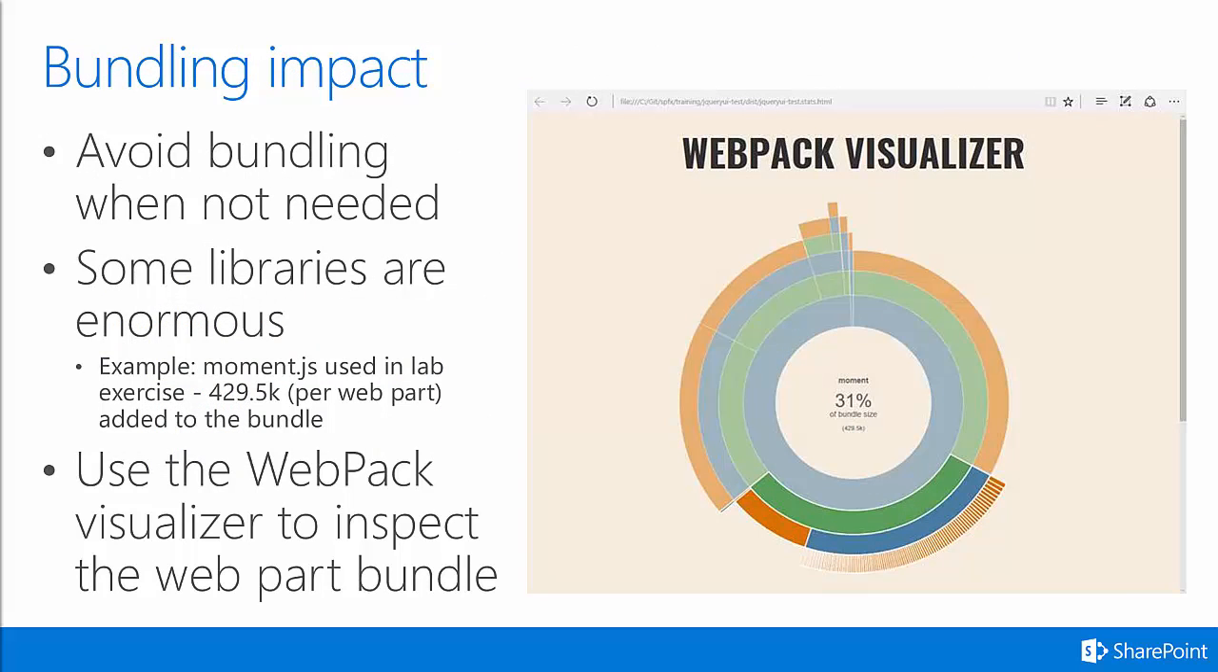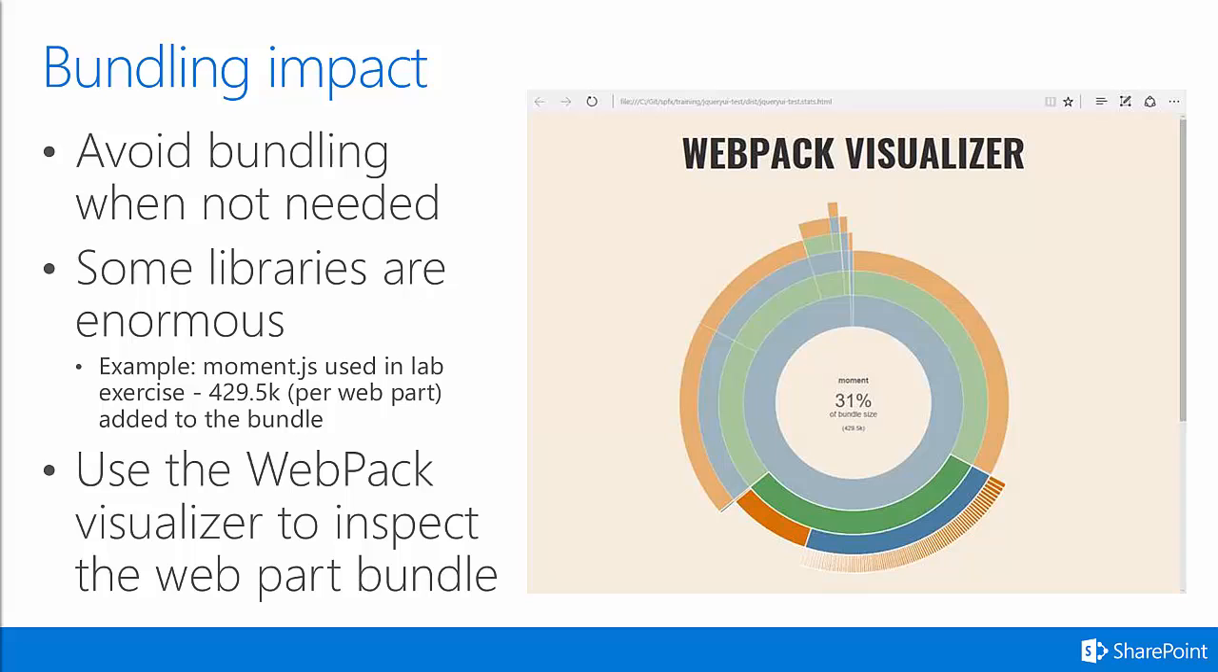So how do you look at the impact bundling has? You can use the Webpack visualizer that comes with SharePoint Framework web parts. After you bundle your web parts with a command like gulp bundle on the command line, you can then go into the dist folder and look at the HTML page that shows you the Webpack visualizer. Here you can see an example of one of the web parts I'll show you in our demo later, and it indicates that the Moment library, pardon me, is 31% of the entire web part bundle.